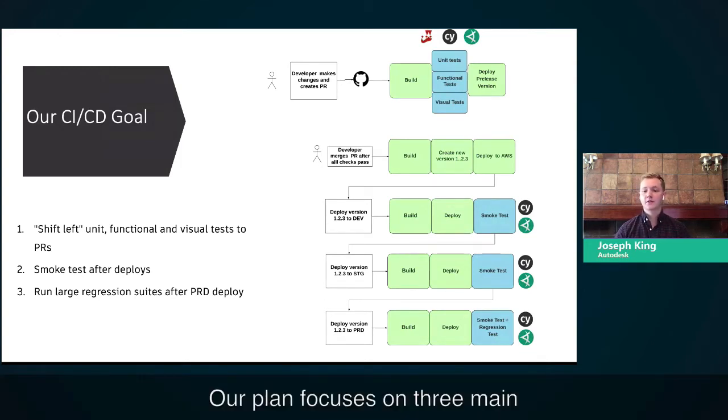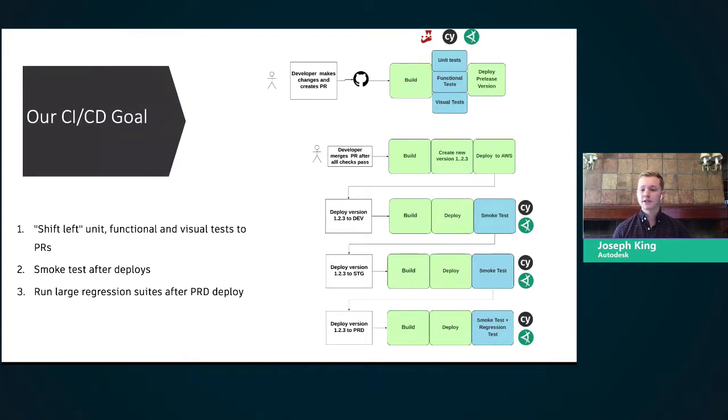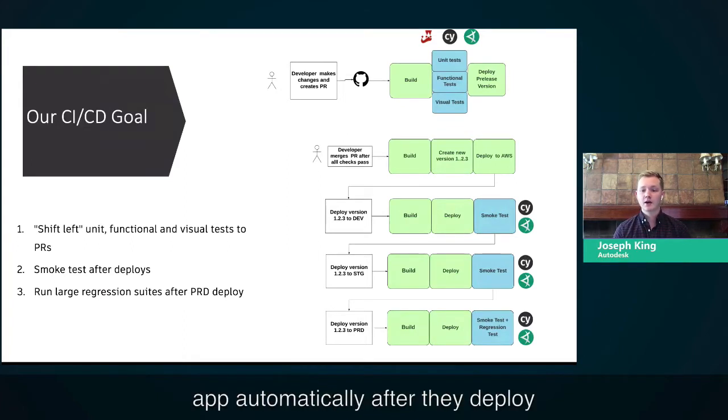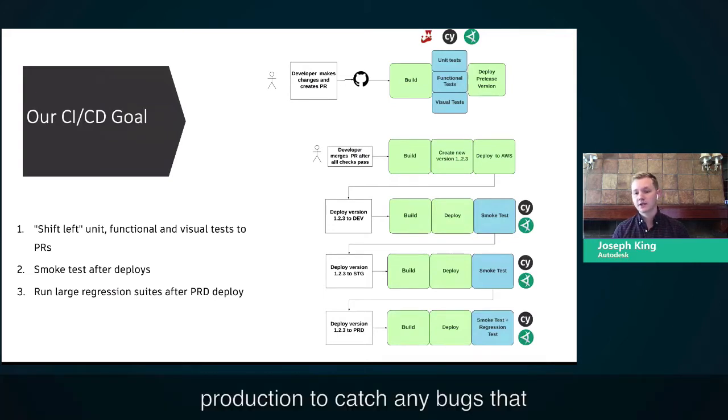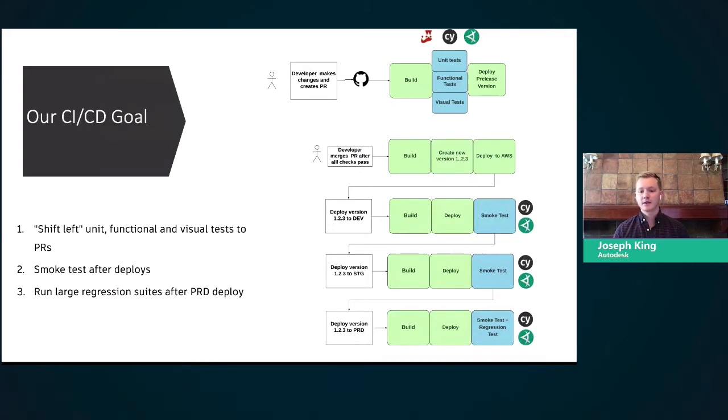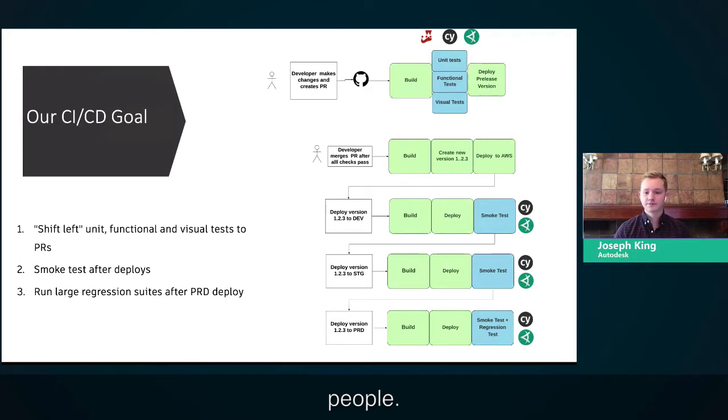Our plan focuses on three main concepts. First, we want to shift left the bulk of our testing to run on pull requests. Second, we want to smoke test the key functionalities of our app automatically after they deploy to a live environment. Finally, we want to run all the tests we can after we deploy to production to catch any bugs that slip through the cracks and immediately notify the appropriate people.